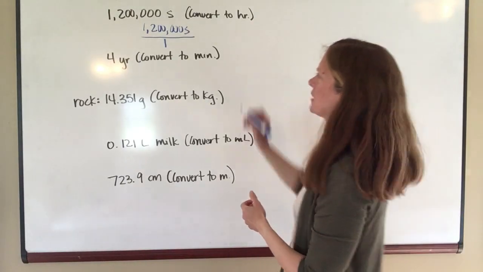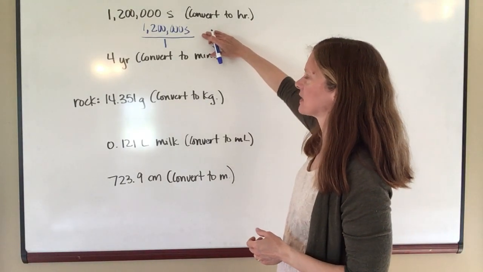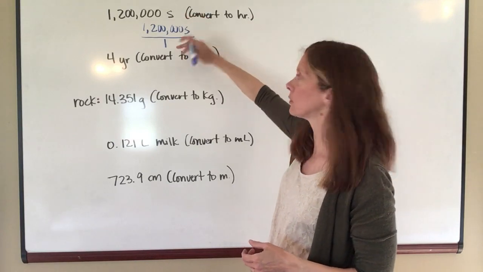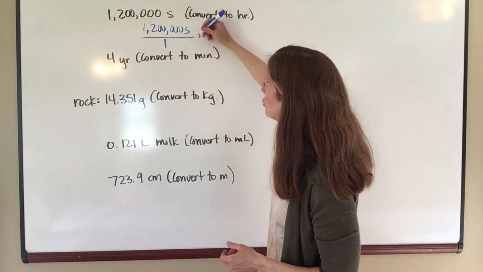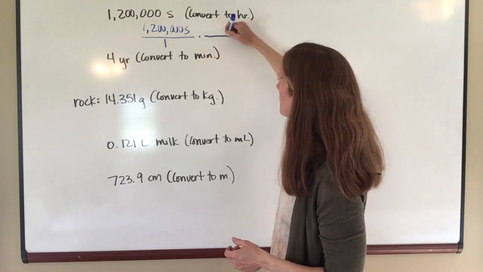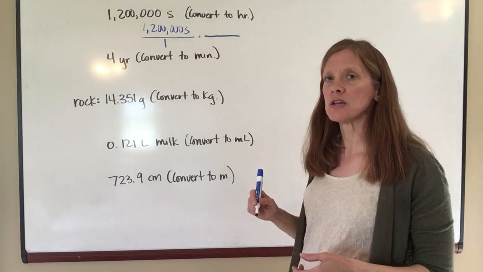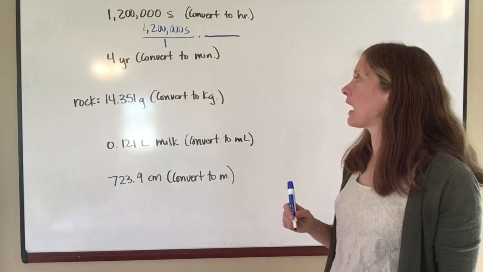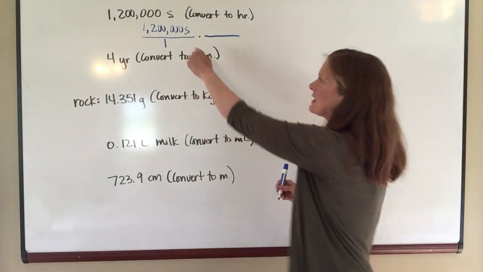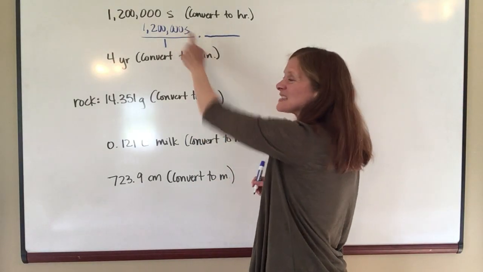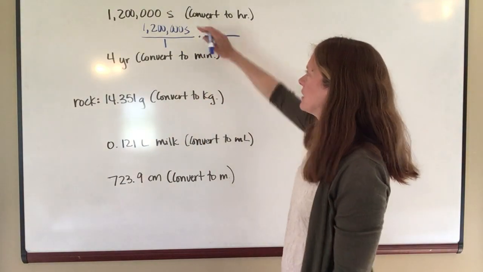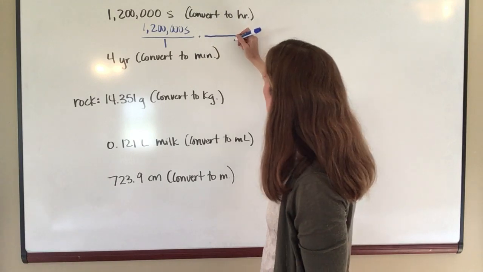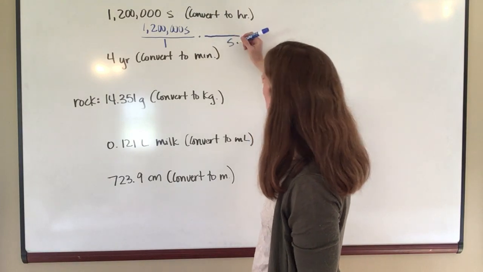So I'm trying to convert 1,200,000 seconds to hours. So I'm always going to take what they give me and I'm going to put it over 1. Now, what I want to do is multiply by something that is going to change the way it looks, but it's not going to change the value of it at all. I need to get rid of seconds. And so if I'm going to try to get rid of seconds, if I want it to cancel out, seconds is going to have to go on the bottom.